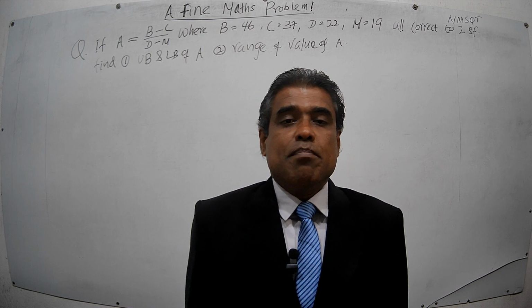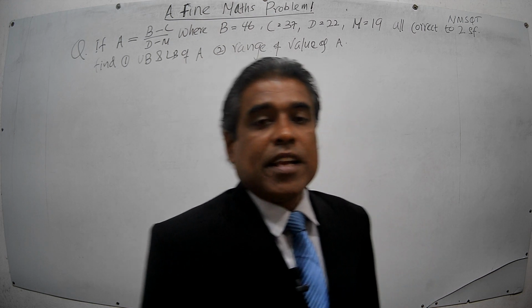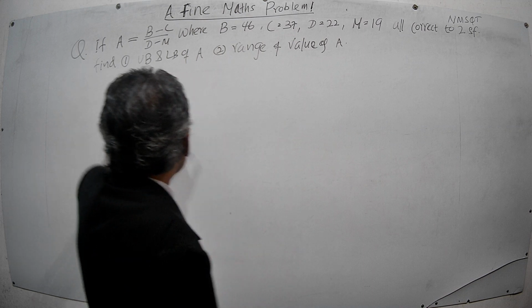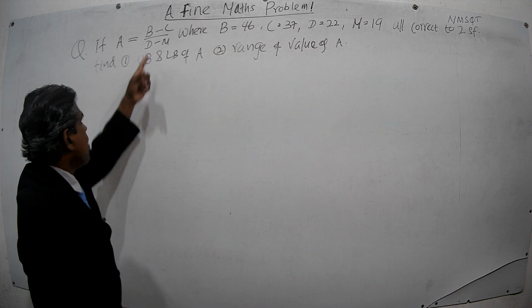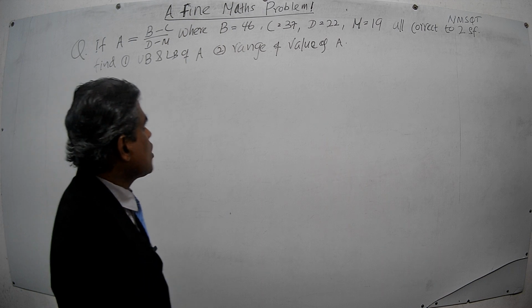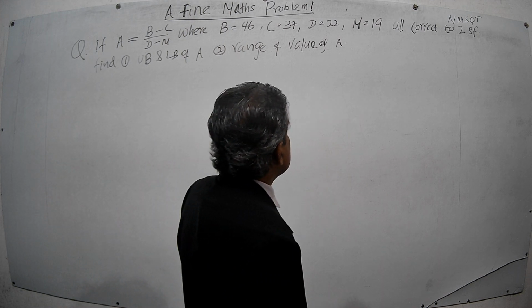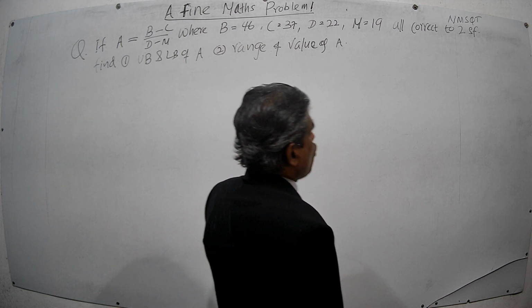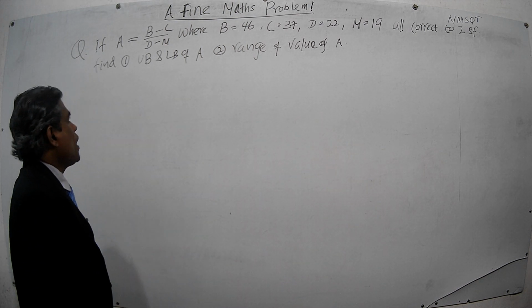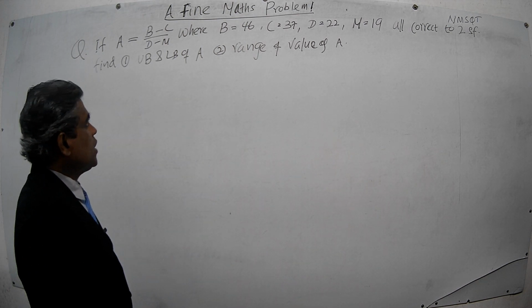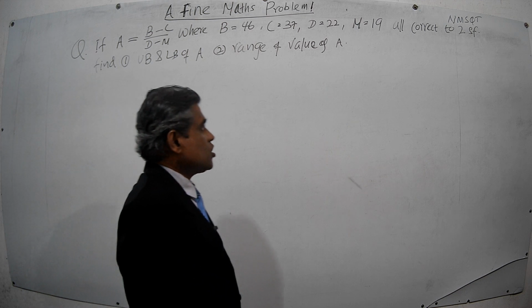Today a fine maths problem. Let's see what this fine maths problem is. If A equals (B minus C) divided by (D minus M), where B equals 46, C equals 37, D equals 22, M equals 19, all correct to two significant figures. Find the upper bound and lower bound of A, and the range of values of A.